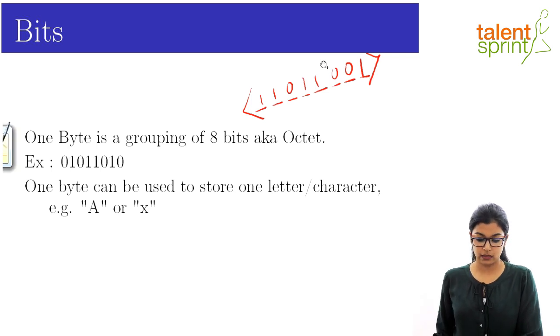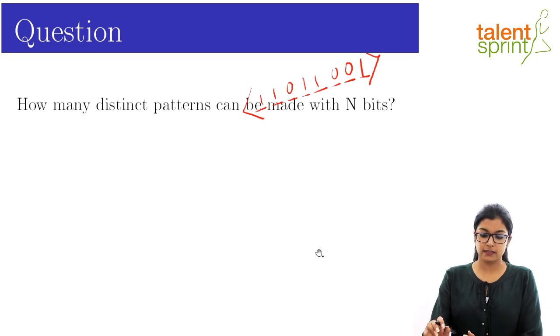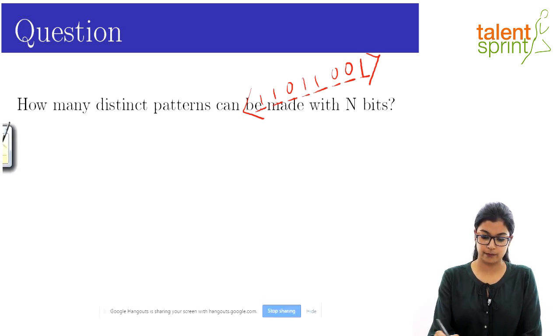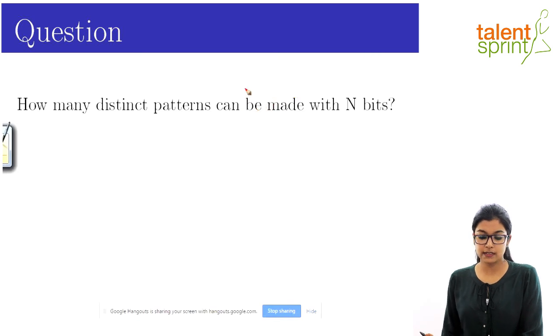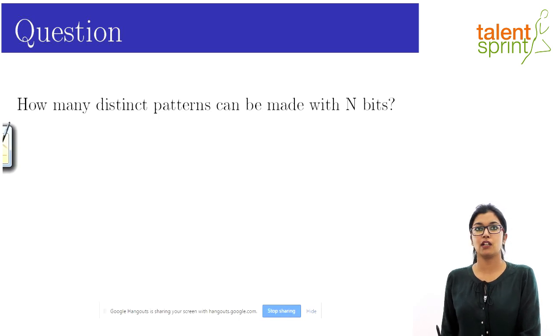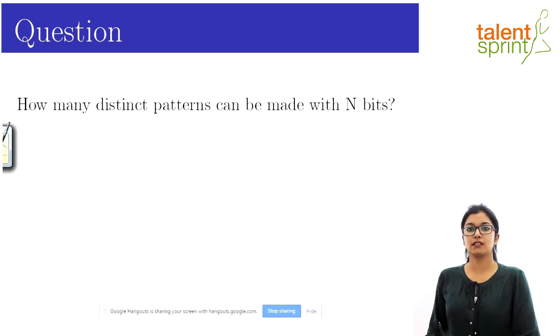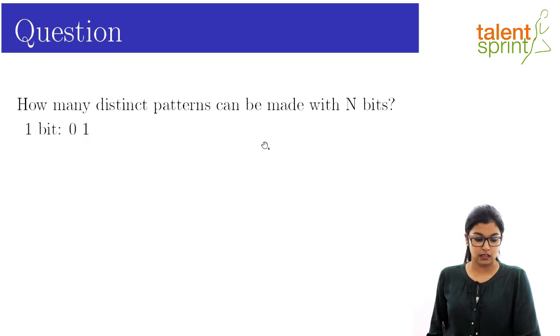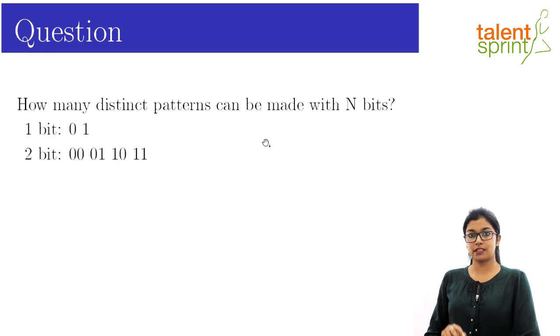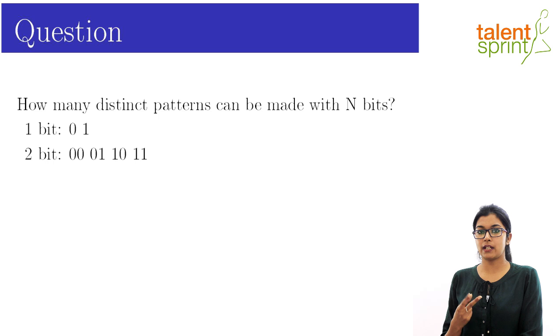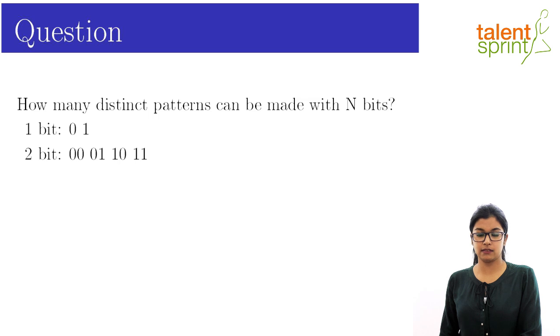So moving on, let's see a question. How many distinct patterns can be made with n bits? So you have n bits, how many distinct patterns can you make with them? Let's see. With 1 bit, you can make 2 distinct patterns, since a bit can store only 2 values, 0 and 1. With 2 bits, you can make 4 distinct patterns as shown: 00, 01, 10 and 11.